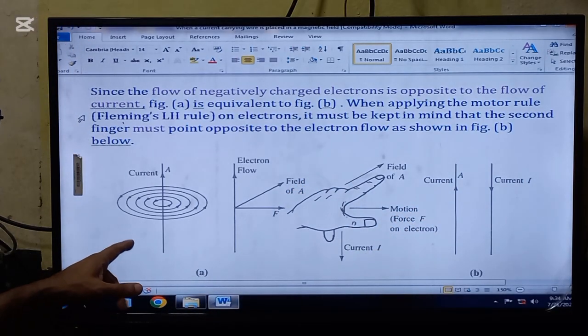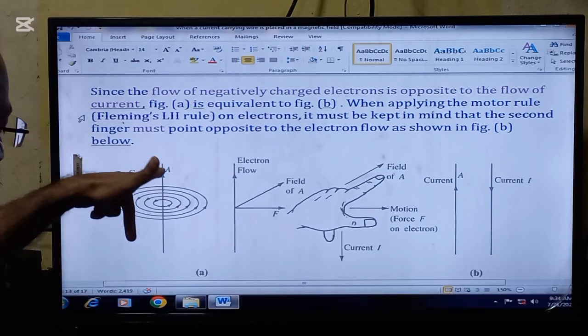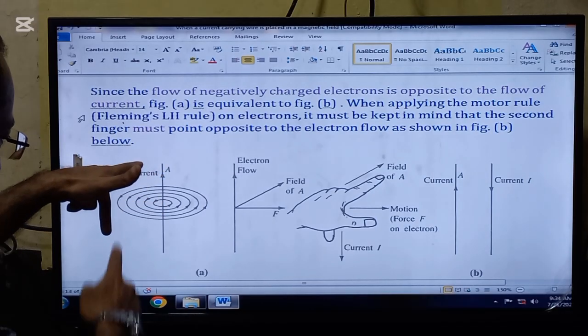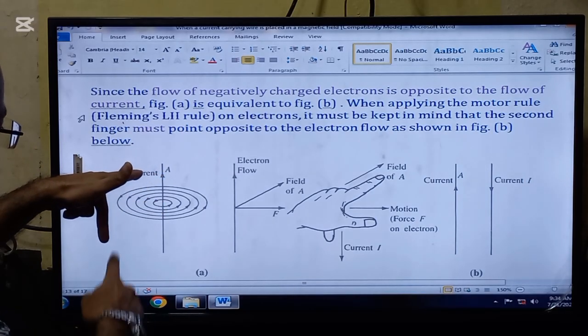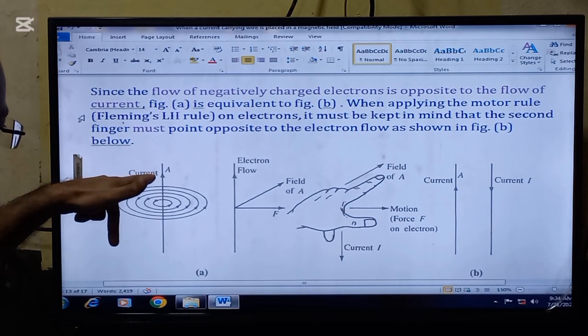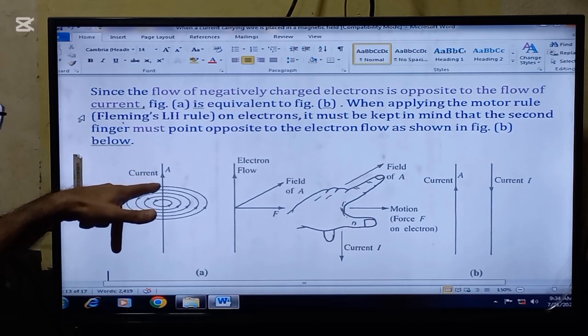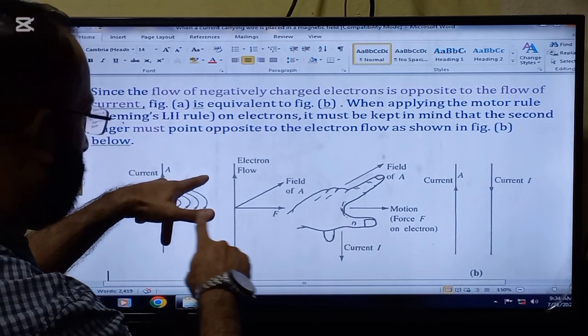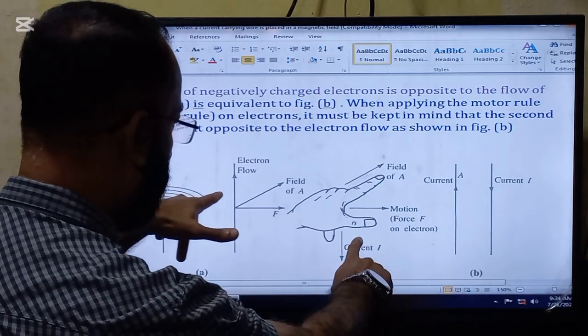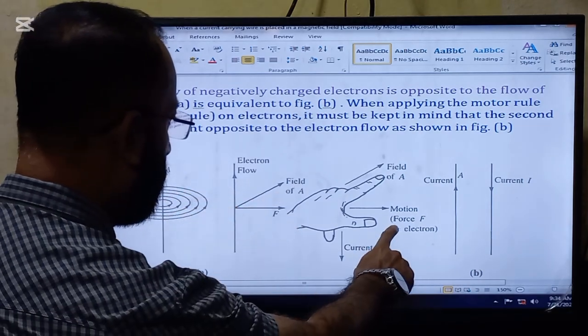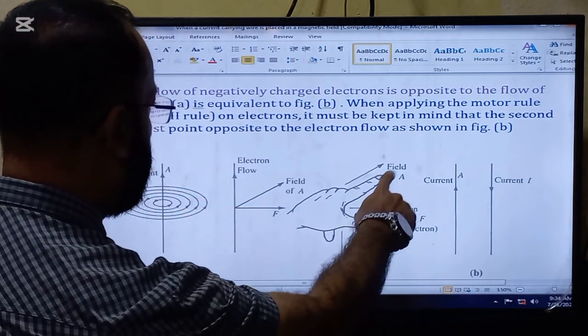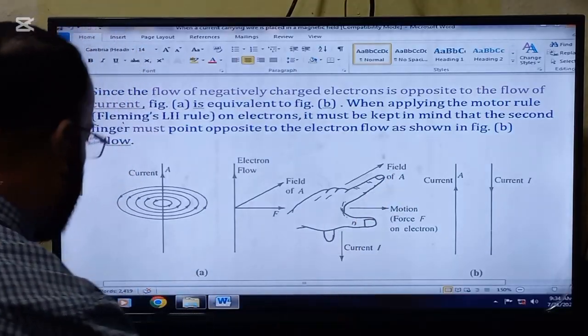So here you can see this is the current. So we will apply like this because this is the direction of the flow of the negatively charged particles now. So it means the direction of the force will be in this direction. So here you can see this is the force on the electrons, this is the field, and this is the current.